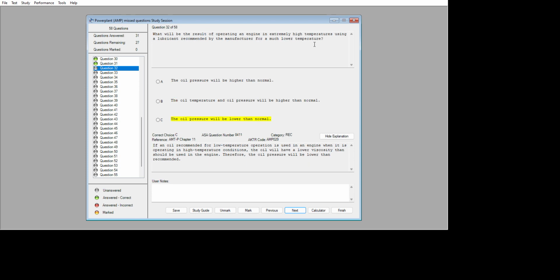What will be the result of operating an engine in extremely high temperature using a lubricant recommended by the manufacturer for a much lower temperature? The oil pressure will be lower than normal. If the oil recommended for low temperature operation is used in an engine operating in high temperatures, the oil will have a lower viscosity than should be used in the engine. Therefore, the oil pressure will be lower than recommended.